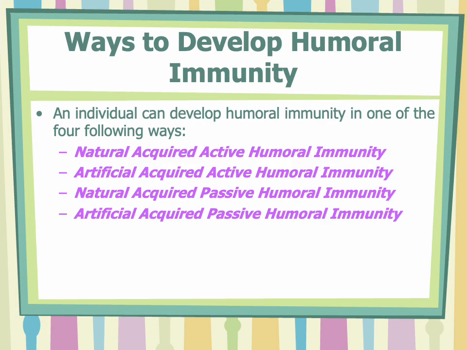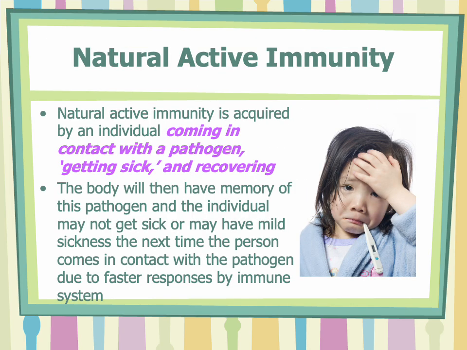Now, how we develop humoral immunity, meaning how we develop antibodies in response. There's a natural acquired active humoral immunity. There's an artificial acquired active humoral immunity. There's natural acquired passive humoral immunity, and there's an artificial acquired passive humoral immunity. Okay? The natural active immunity basically is you come in contact with a pathogen for the first time, you get sick, and then you recover, but your body creates memory of that pathogen. So the next time you see that pathogen, you can have a faster immune response to it.